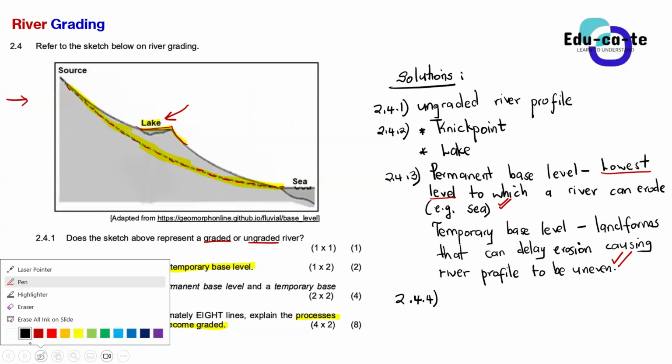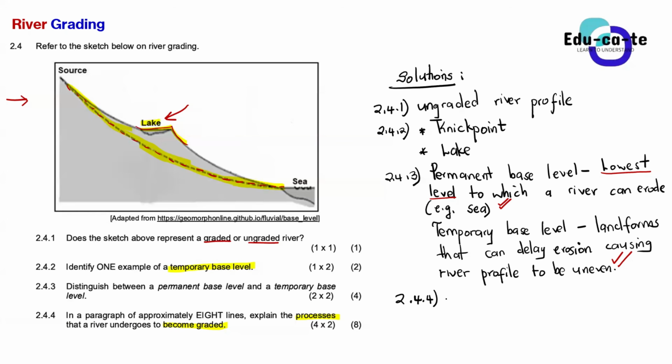Vertical. Can I try? Yes. Vertical erosion in the upper course. Yes, vertical erosion at the upper course. What does it do? It makes it deeper. It makes the valley deeper. Yes, it results in a steeper gradient.